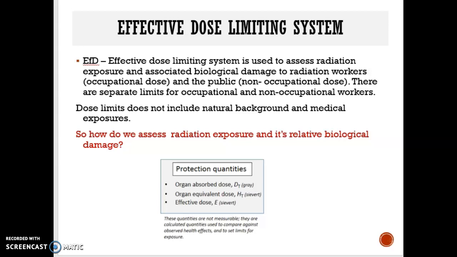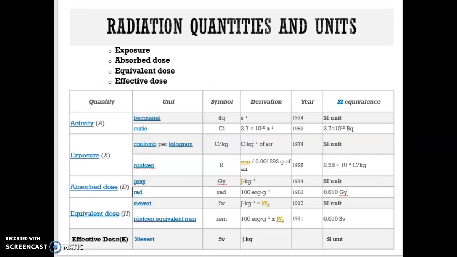So dose limits do not include natural background, and they do not include medical exposures. So how do we assess radiation exposure and its relative biological damage? Dose assessment quantities that must be taken into consideration include the nature of the ionizing radiation, the strength of the source, the biological sensitivity of the area exposed, and also the exposure factors and the time, distance, and shielding from the source. There are various radiation quantities and units, as you can see here.